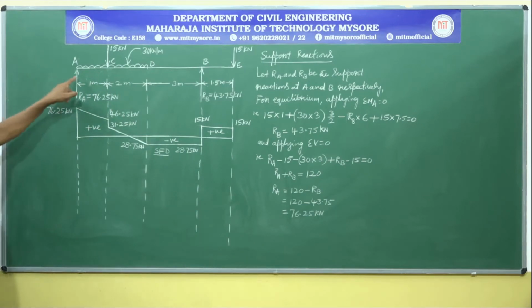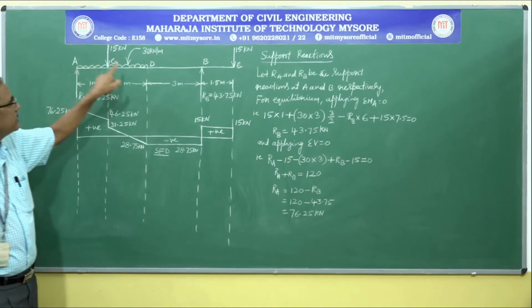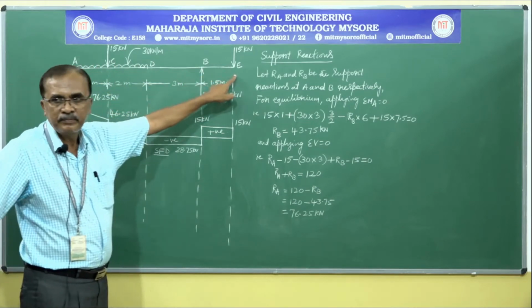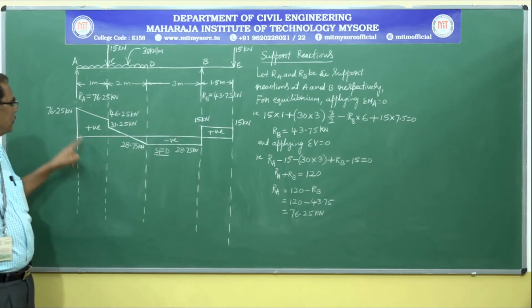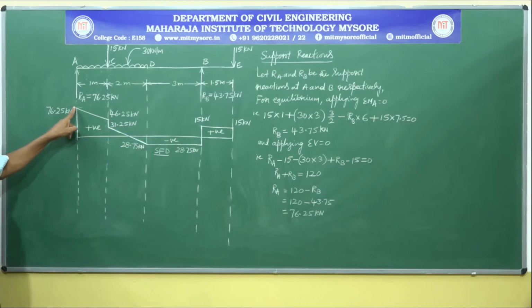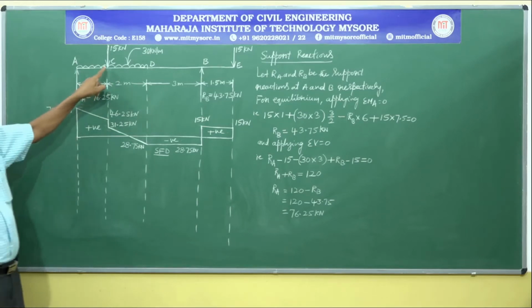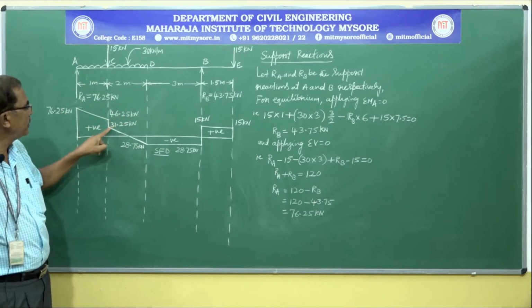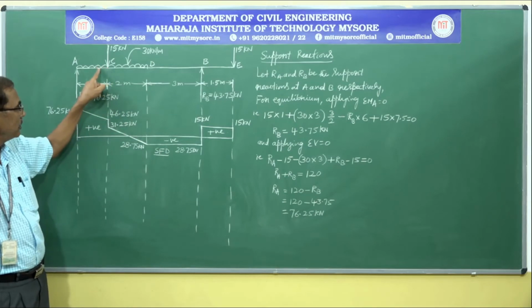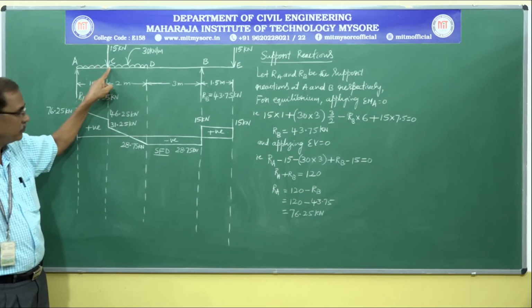You have marked the salient points A, C, D, B, E. Then calculated the support reaction. After the support reaction, we have drawn the shear force diagram. You can see the shear force values here. At salient point A, it is 76.25 kilonewton positive. At point C, there are two shear forces. It is 46.25 kilonewton and 31.25 kilonewton because of the combined UDL and point load.